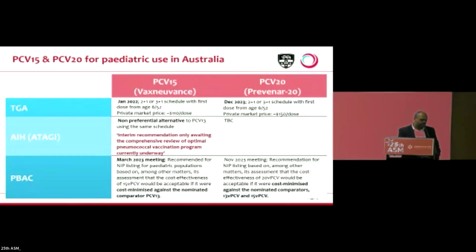In terms of the PBAC approval, that is what you need for these vaccines to be eligible for public funding on the NIP. For PCV15 and PCV20, they both are eligible to be listed on the NIP, but as Tony mentioned, these have been deemed cost-effective on a cost minimisation basis to the comparators. For 15, it was PCV13, and for 20, it was 13 and 15. So I will stop there, and happy to take any questions if there is time.